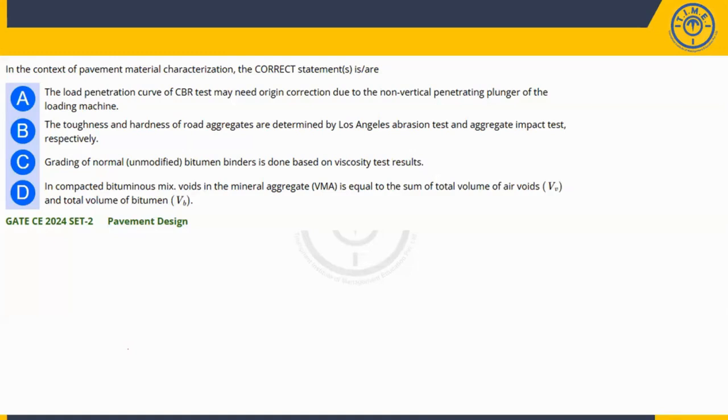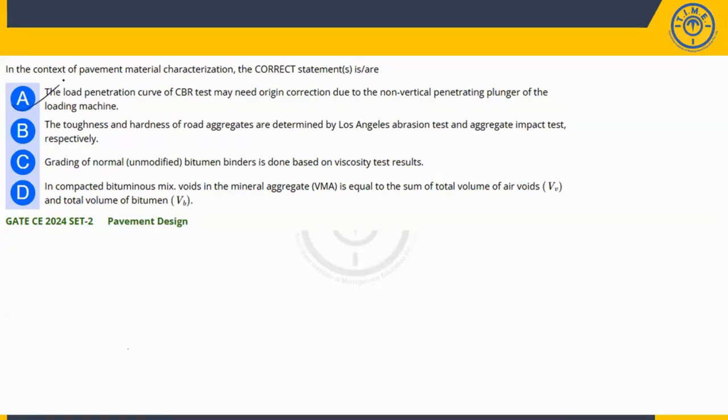B, C, D. Okay. Let's check out Anupriya. Load penetration curve of CBR test may need origin correction due to non-vertical penetrating plunger of loading machine. Yes, it may need correction. In the test, there will be a plunger of the loading machine. Due to non-vertical penetration, there will be some correction needed. So option A is right.